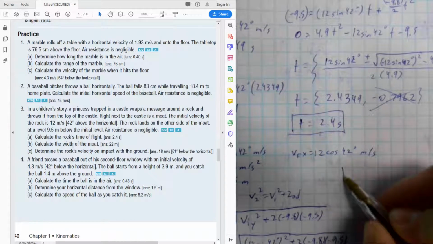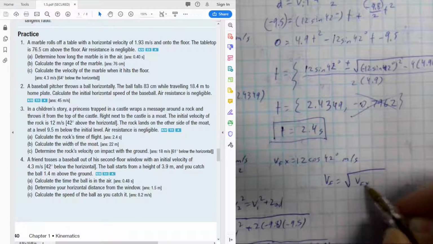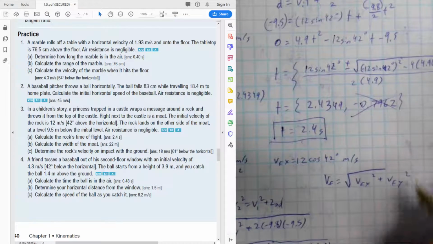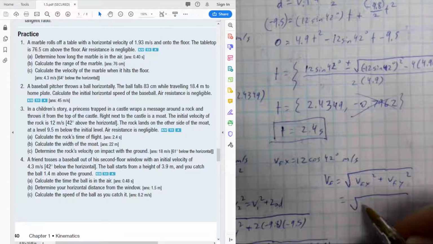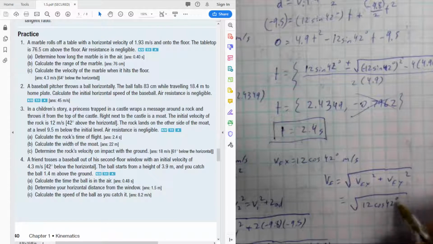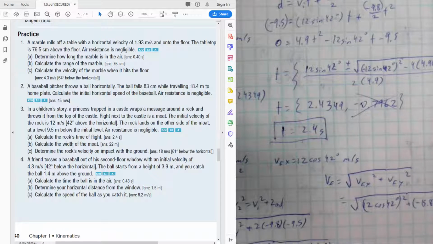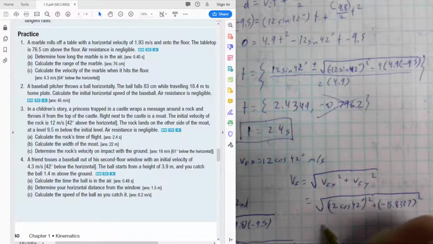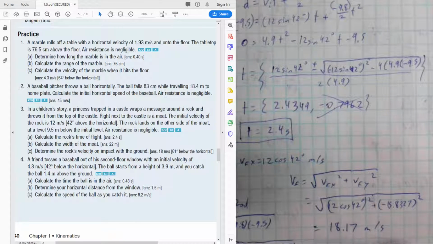I need to find out what my VF is. So this is the square root of VFX squared plus VFY squared. That equals the square root of 12 cosine of 42 degrees squared plus negative 15.8327 squared. My VF ends up becoming 18.17 meters per second.